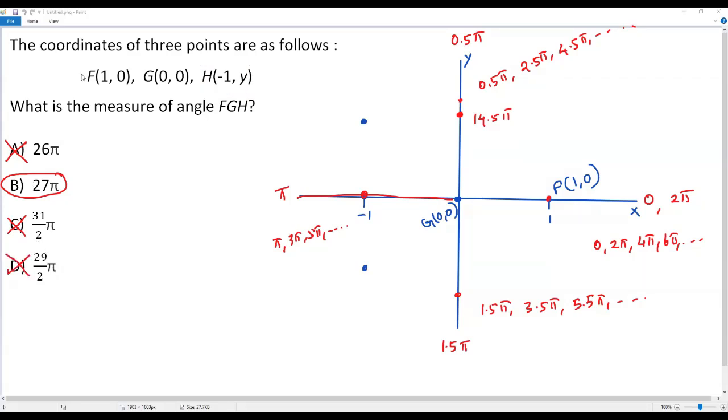So in the given answer choices, only for the angle measure 27 pi radians do we have the terminal side in one of the three possible positions of the point H of negative 1 comma y, that's over here. So therefore the measure of angle FGH is 27 pi radians that we have in answer choice B. The correct answer choice for this question is B.